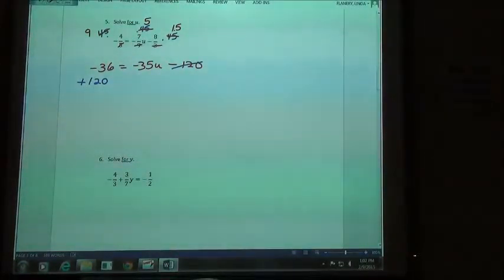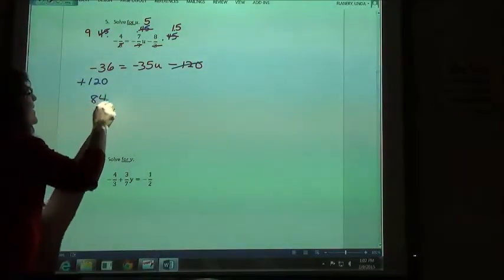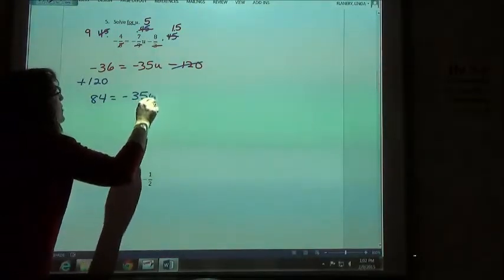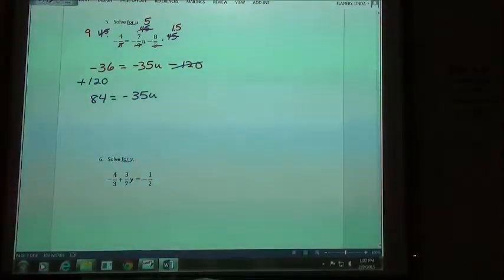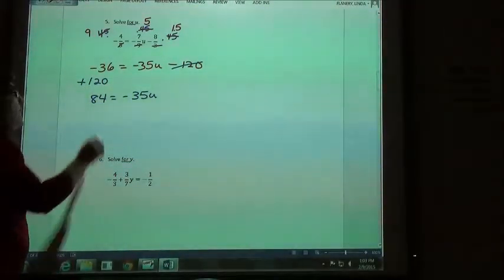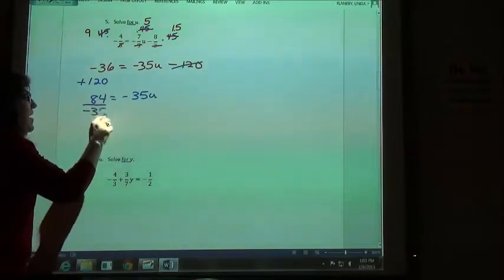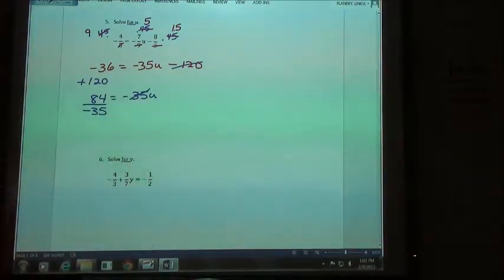So now you're going to do negative 36 plus 120. And if you need to use your calculator, use your calculator. We want you to understand the process. Not that it's not good to do the math in your head. 84 equals negative 35u. And in order to solve that for u, we would divide by which one? 35. The negative 35, right? That's the one that's in front of the u.